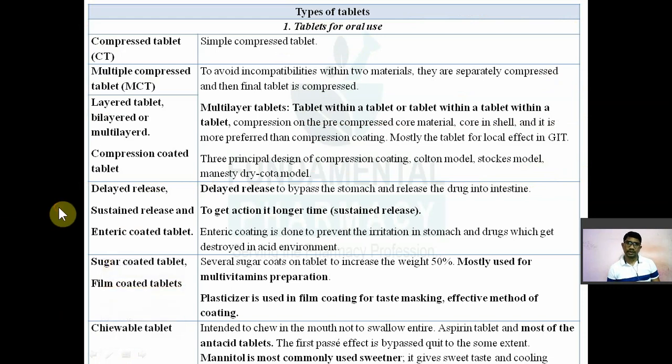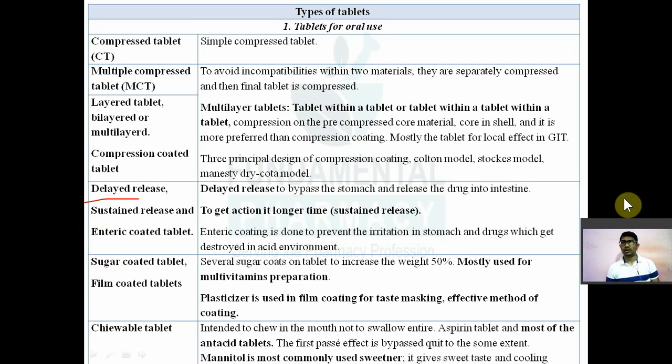Delayed release means what? A simple compressed tablet will release the drug in 30 minutes. If you take a simple compressed tablet, it goes into the stomach and releases the drug within 30 minutes. Now, delayed release means you have to delay the release of that drug by coating or by including various kinds of polymers. If you are delaying the release of that drug, that is known as delayed release. Delayed release is done to bypass the stomach and release the drug into the intestine.